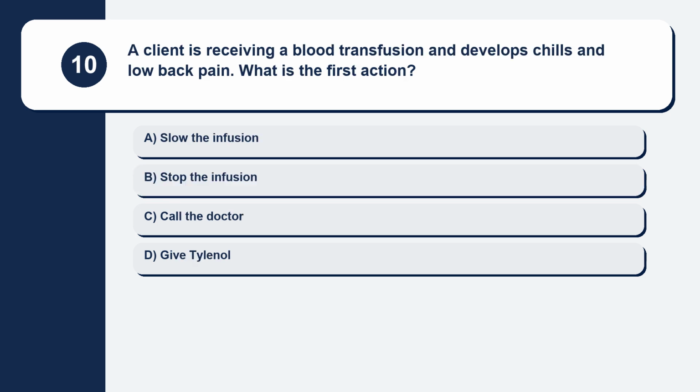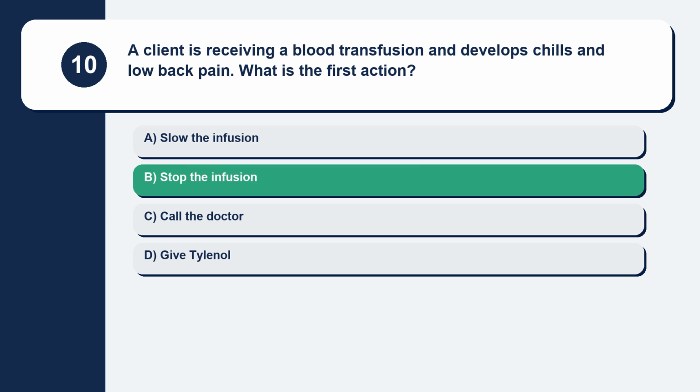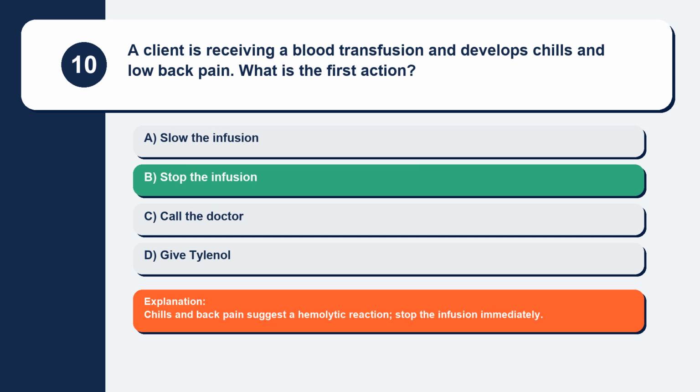Question 10. A client is receiving a blood transfusion and develops chills and low back pain. What is the first action? Slow the infusion. Stop the infusion. Call the doctor. Give Tylenol. Chills and back pain suggest a hemolytic reaction. Stop the infusion immediately.